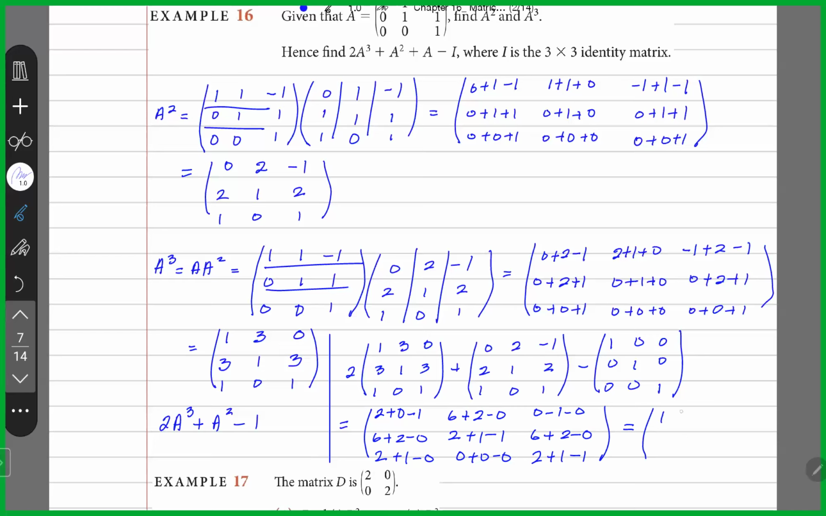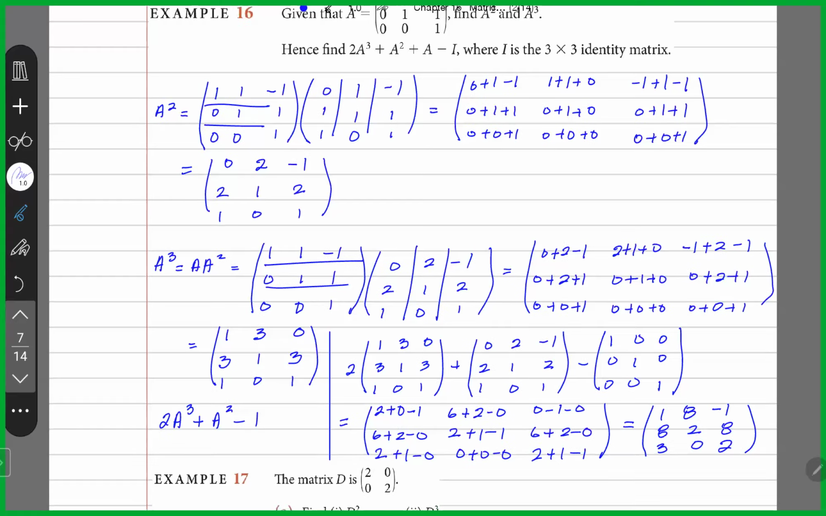1, 8, minus 1, 8, 2, 8, 3, 0, 2. Moving on, example 17.